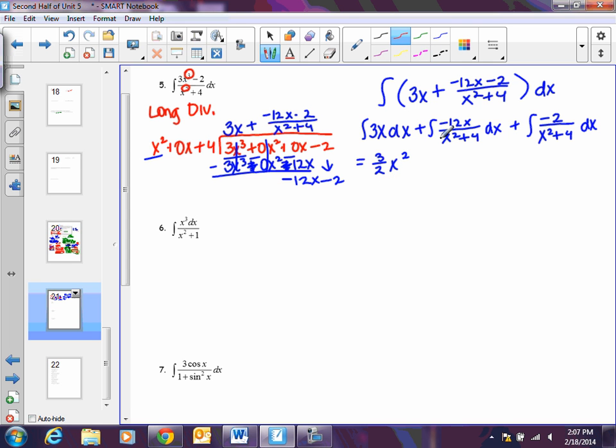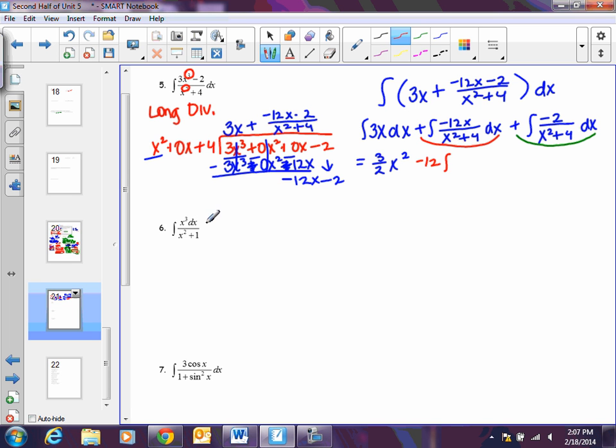I'm actually going to color code these next two pieces. And we're just going to kind of do the work, and then at the end we'll write our final answer. So on this, I know that I'm going to want to put the negative 12 in front.